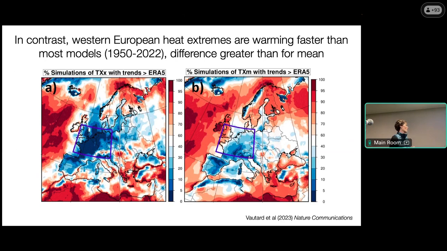So in this case in Western Europe, we're seeing the opposite of what we saw in the US, where the models seem to be underestimating the observed warming. And they've argued this is connected to forced dynamical trends. It's a much larger, interesting discussion that we won't get into in this talk.